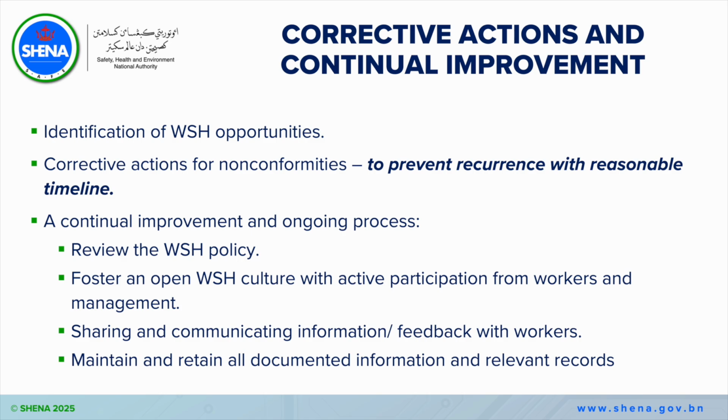To strengthen the workplace safety and health, we must take prompt corrective actions whenever nonconformities are found, with a clear goal to prevent recurrence within a reasonable time frame. We also focus on continual improvement by identifying workplace safety health opportunities and regularly reviewing our workplace safety health policy. This process includes encouraging active participation, sharing feedback, and maintaining proper documentation. By embedding these habits, we foster a strong workplace safety health culture that continuously evolves and improves.